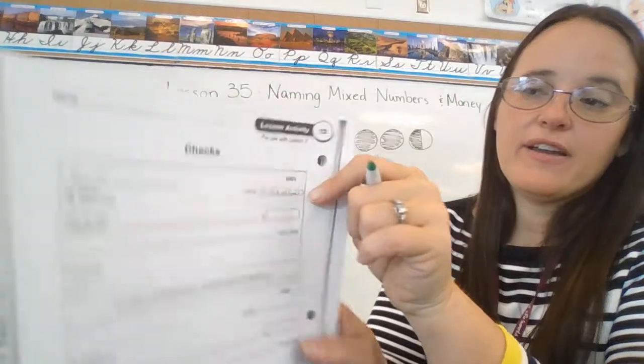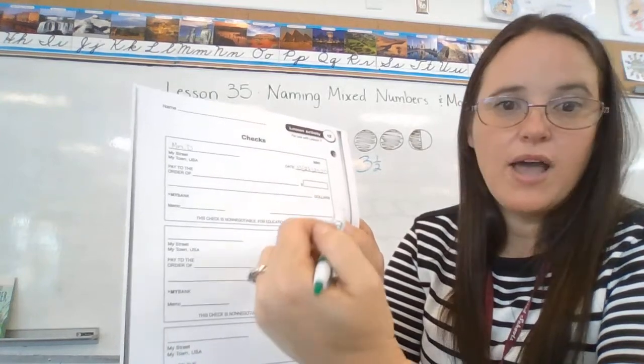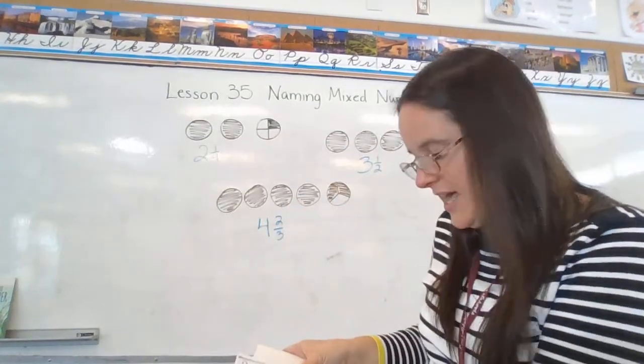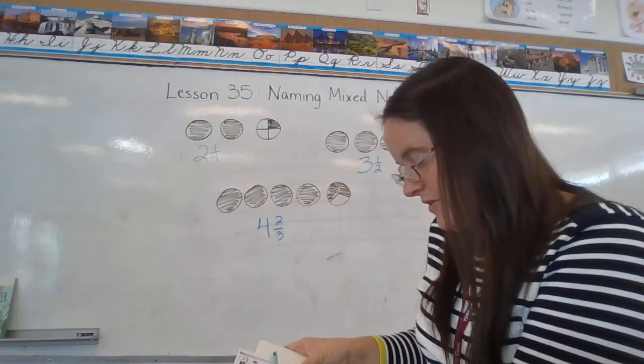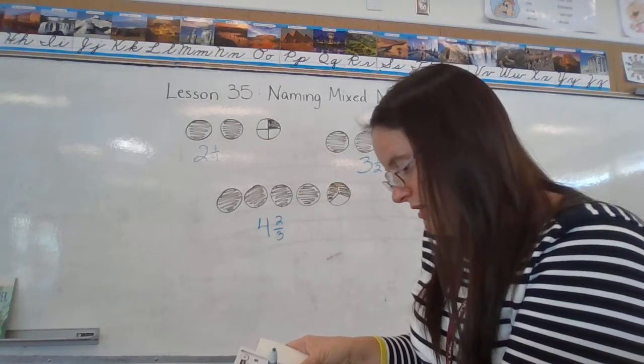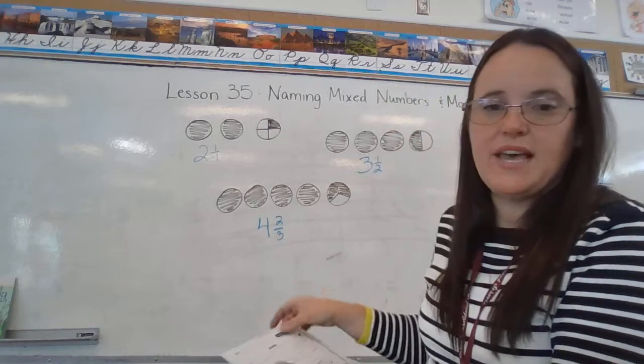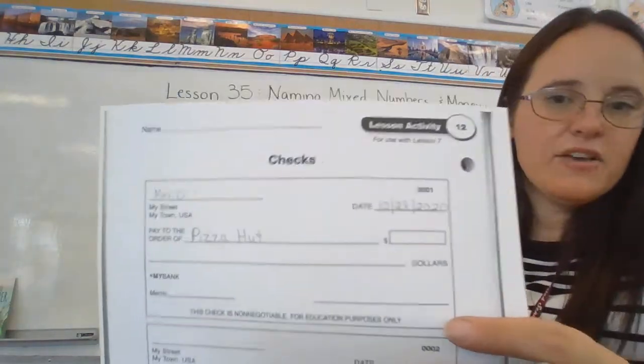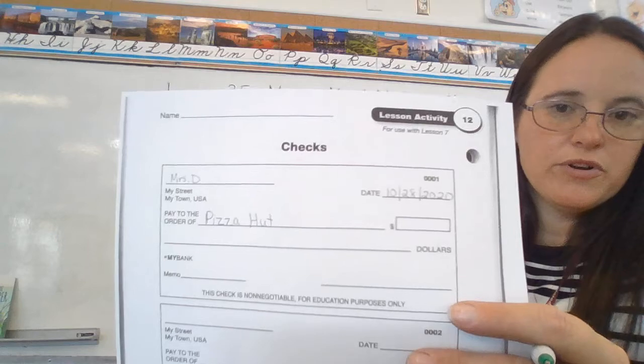The next part of a check is it says pay to the order of. That is the person or the company that you're supposed to pay. So let's say I am going to buy some pizza and I want to pay with a check. So I'm going to pay to Pizza Hut. I'm writing this check out to Pizza Hut. That goes right there on that pay to the order of line.